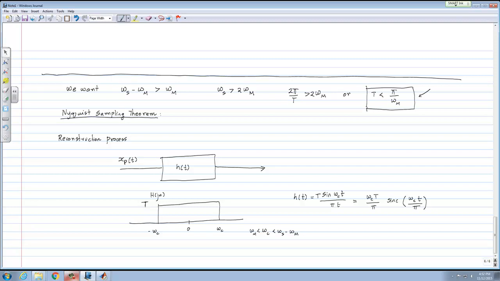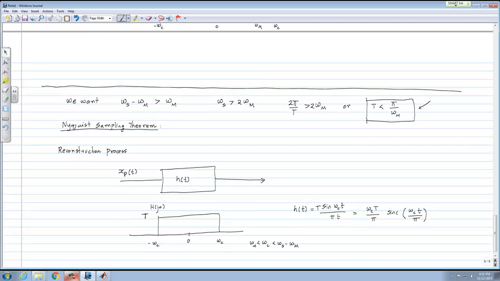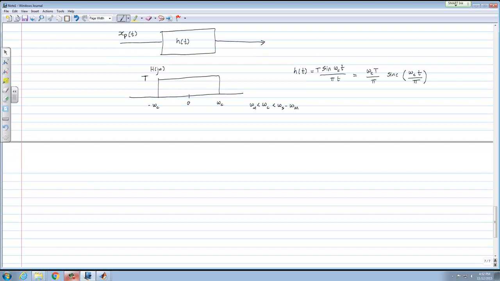Okay. Now, if I choose omega c to be omega s over 2. So just to be clear, notice that I want my omega c to be between omega m and omega s minus omega m. Now if omega s is greater than 2 times omega m, then omega s over 2 is greater than omega m. So it's clearly greater than omega m, and it will be smaller than omega s minus omega m. So omega s over 2 is a valid choice for omega c.